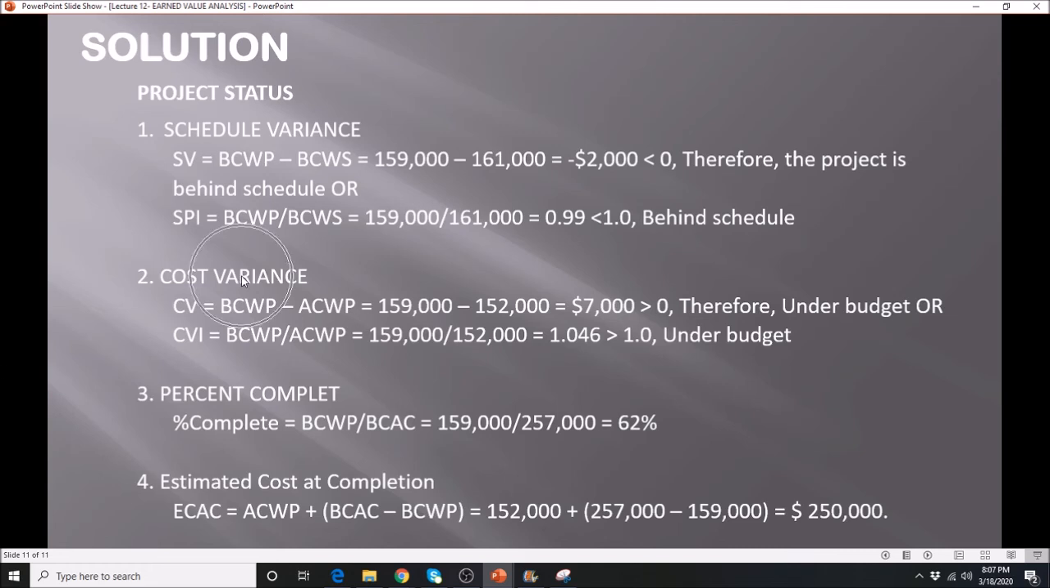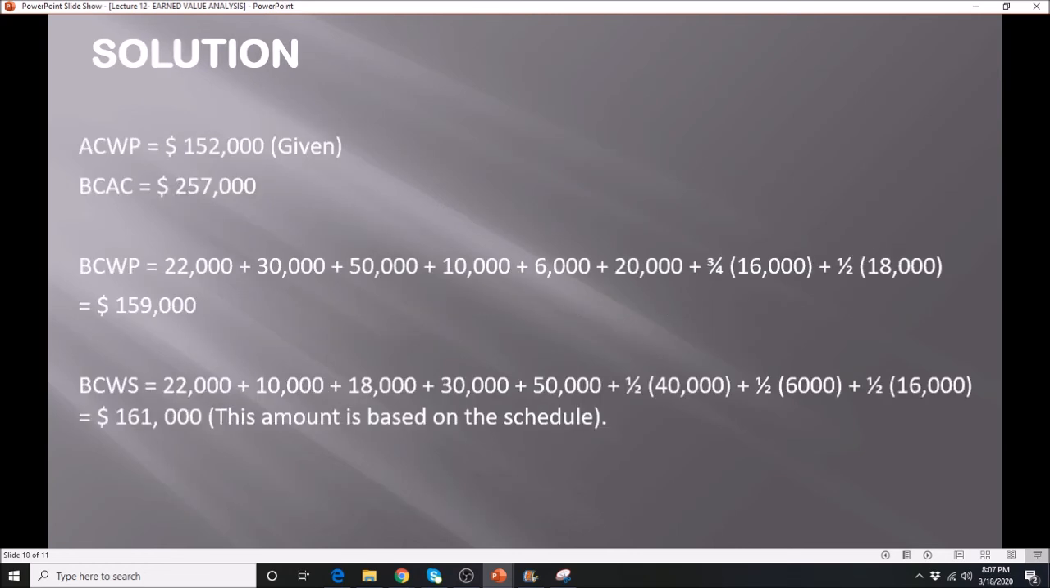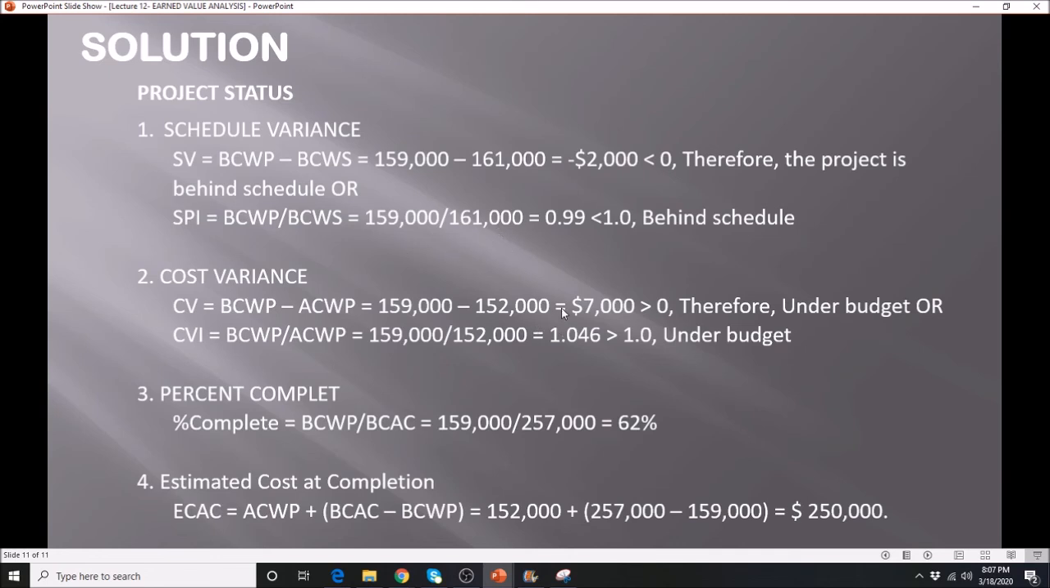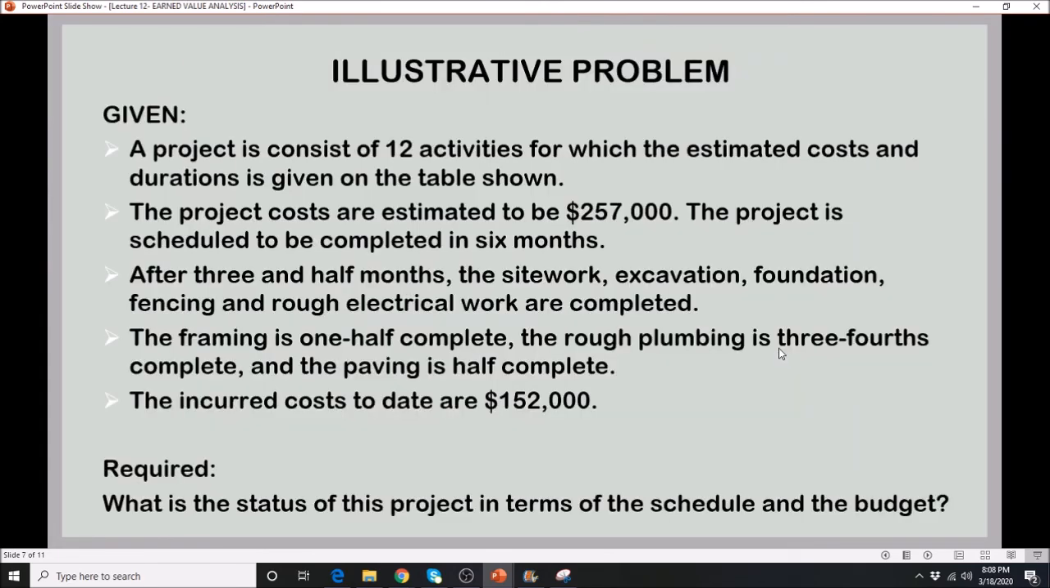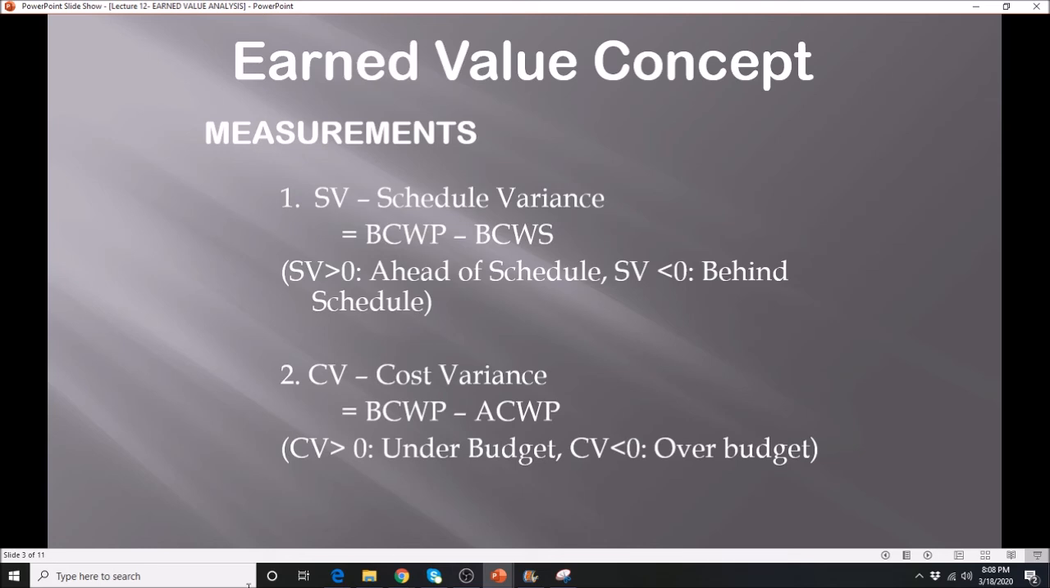Alright, in terms of the cost variance, we plug in the value BCWP minus ACWP equal to 159 minus 152. We're getting those from our calculation here. From there we plug in the values, and it tells you here that it is positive, therefore it is greater than 0. In that case, it says under budget. So where did we get that idea again? Here on our lecture. If your cost variance is greater than 0, that is under budget. If it is less than 0, that is over budget.